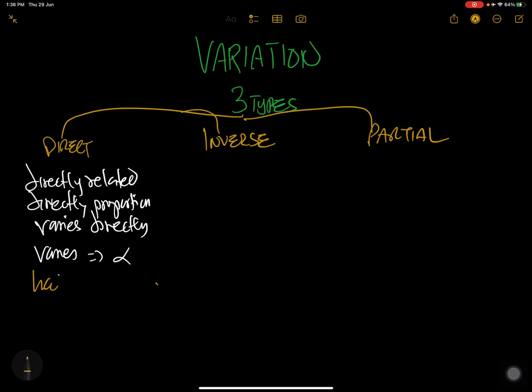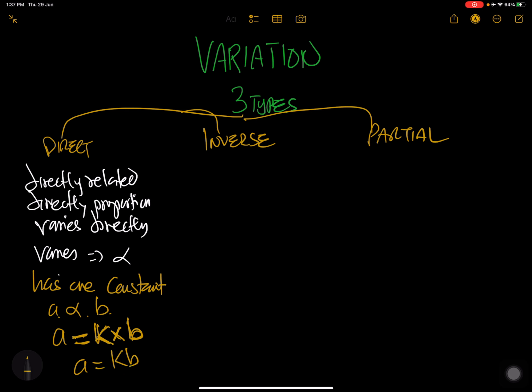It has one constant. If they say A varies with B, we are saying that A is equal to a constant times B. That's what varies means: a constant should be introduced. If A varies with B, we are saying A is equal to that constant multiplied by B, because it varies proportionally with that variable. So A becomes KB like this.